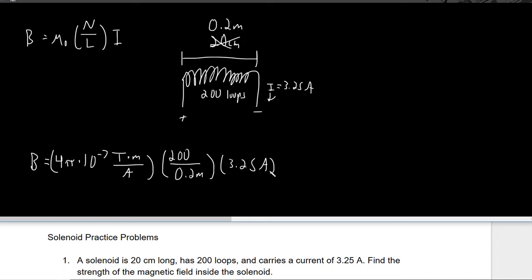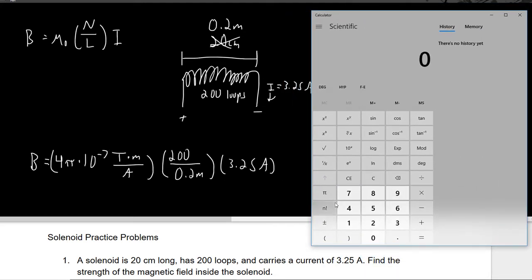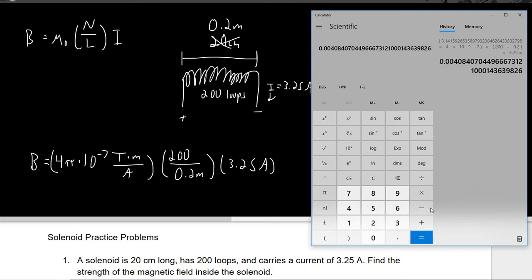This math, I actually will need a calculator for this one. It's not quite as easy as the last one we did. Math just isn't quite that easy all the time. All right, so I've got parentheses, 4 pi times 10 raised to the negative 7th, close parentheses, times open parentheses, 200 divided by 0.2, close parentheses, times 3.25, equals.